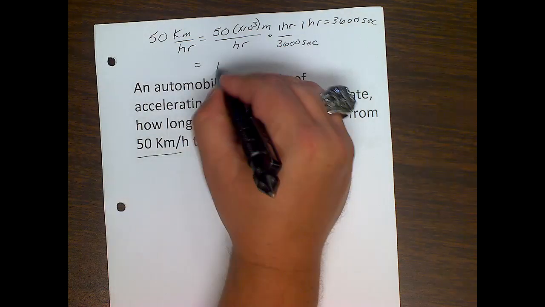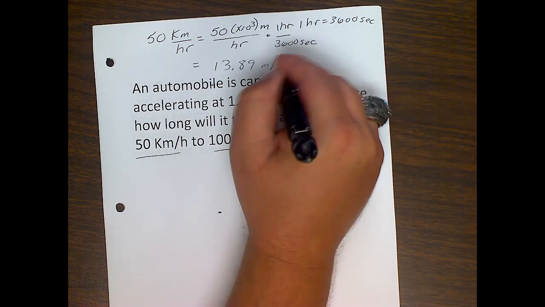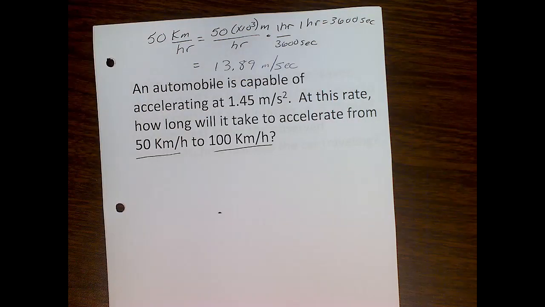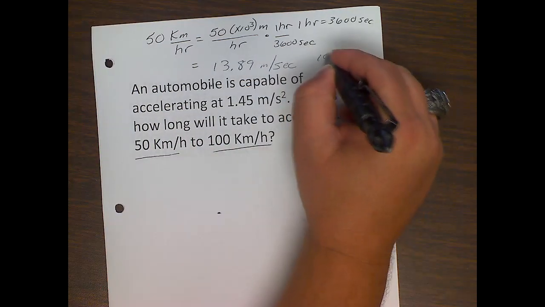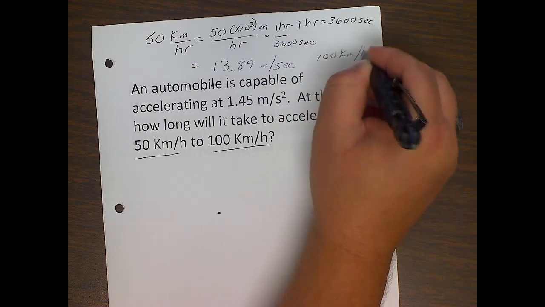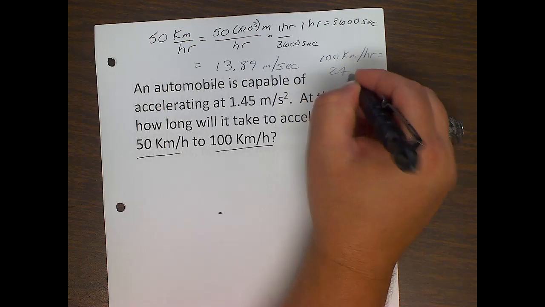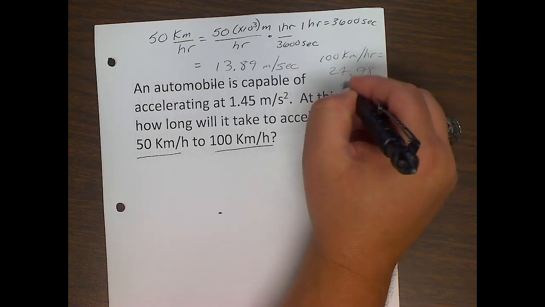is 13.89 meters per second. And all I need to do then is double it so that 100 kilometers per hour is equal to 27.78 meters per second.